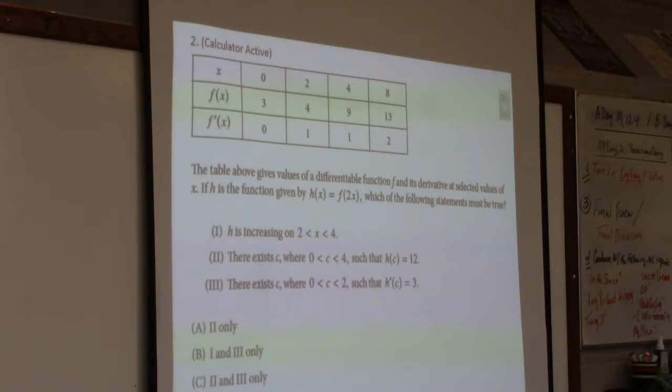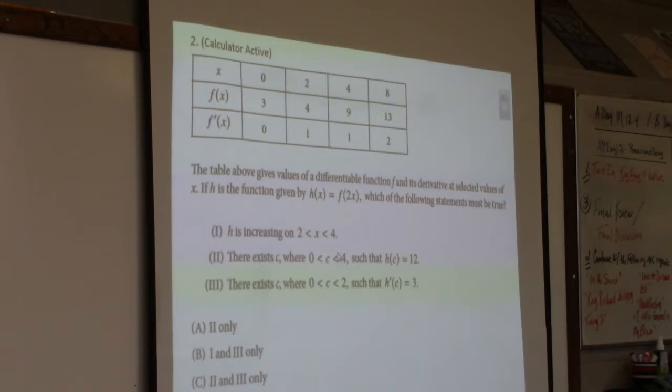All right, number 2. We've got a table problem. AP loves using table problems. The table above gives values of a differentiable function f and its derivative at selected values of x. If h is the function given by h of x equals f of 2x, which of the following statements must be true? All right, now, with the first one here, h is increasing on the interval from 2 to 4.